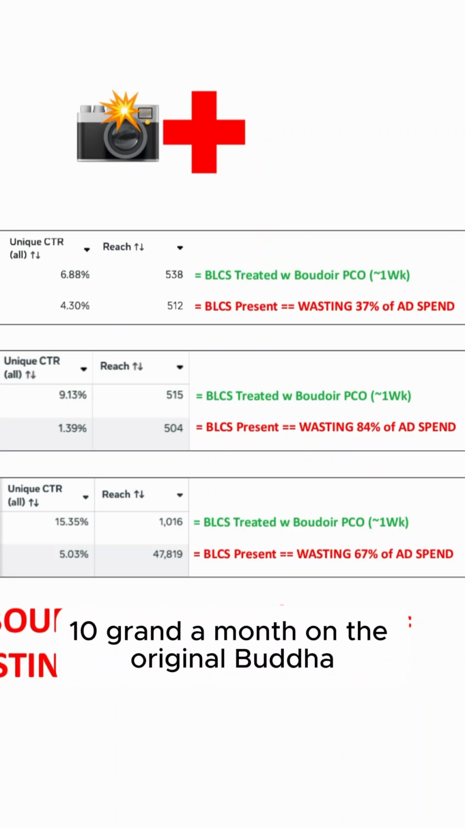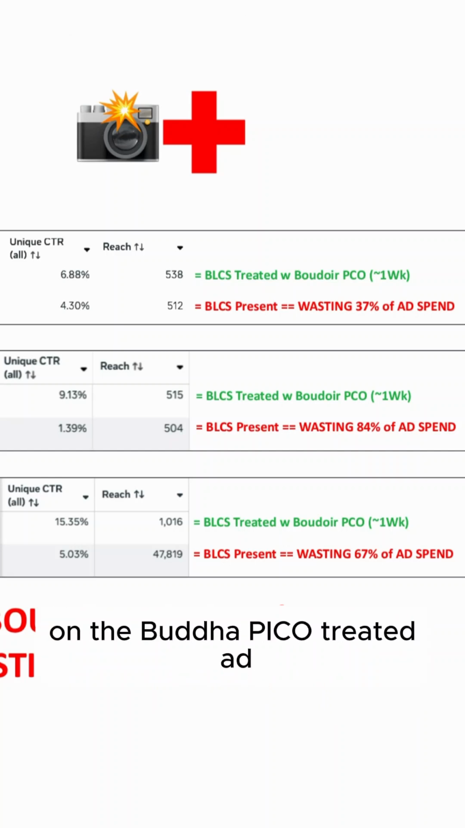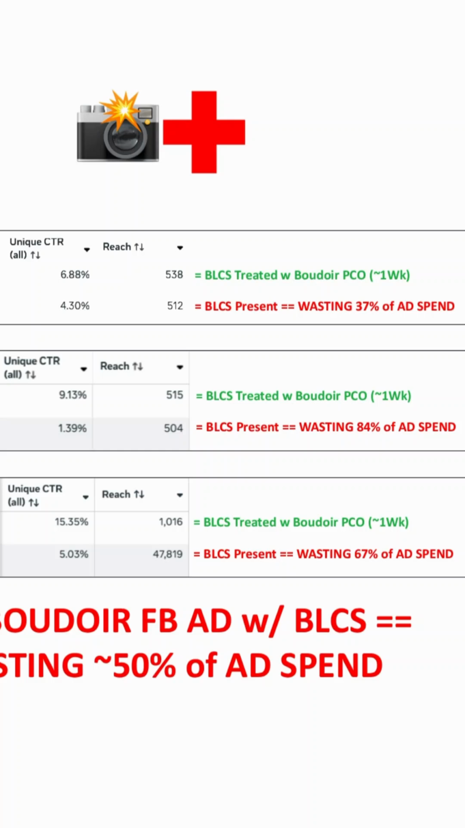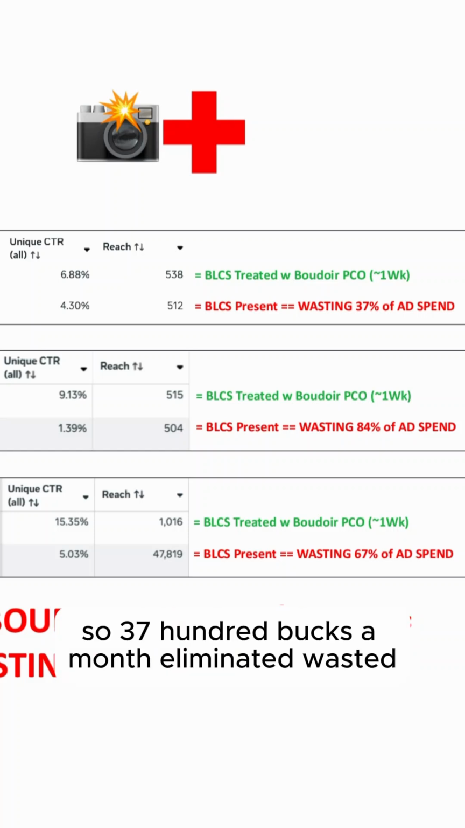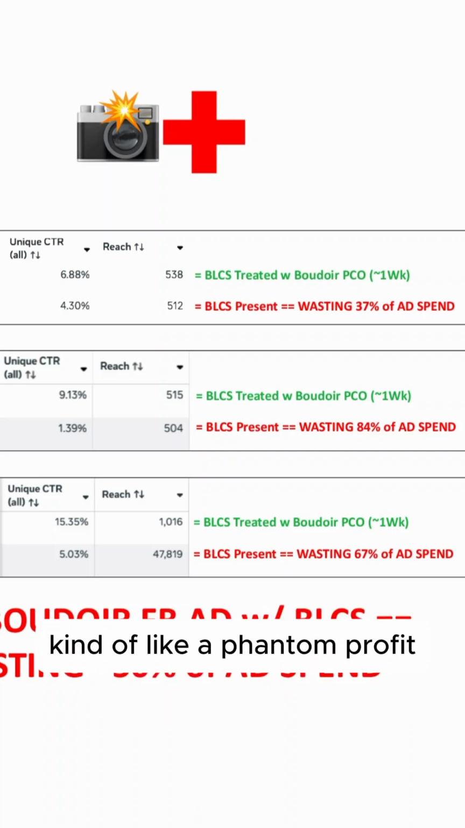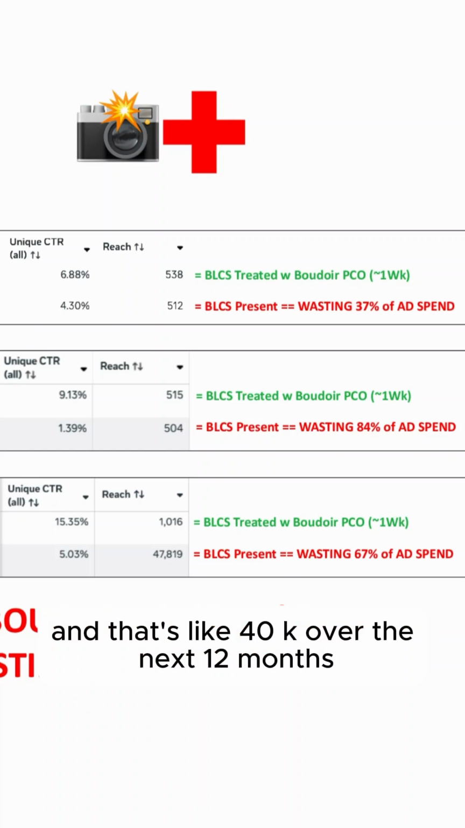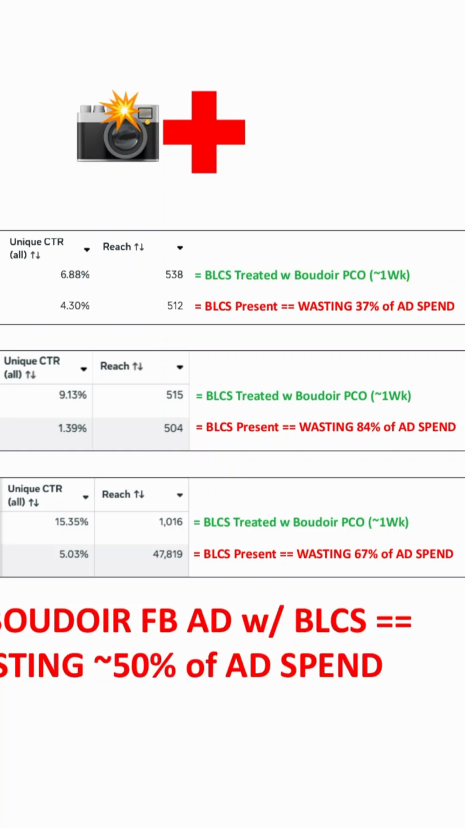So if they're spending 10 grand a month on the original Boudoir Facebook ad, now they only need to spend 6,300 bucks a month on the Boudoir PICO treated ad in order to get the ad into the same number of women's brains in both scenarios. So 3,700 bucks a month of wasted ad spend eliminated, back in the owner's pocket. They no longer have to spend it, kind of like a phantom profit. And that's like 40K over the next 12 months without having to do any extra work.